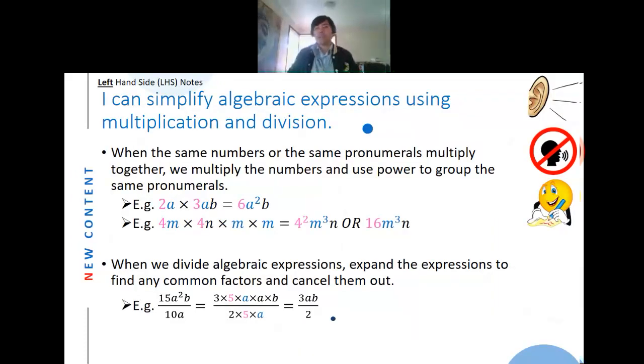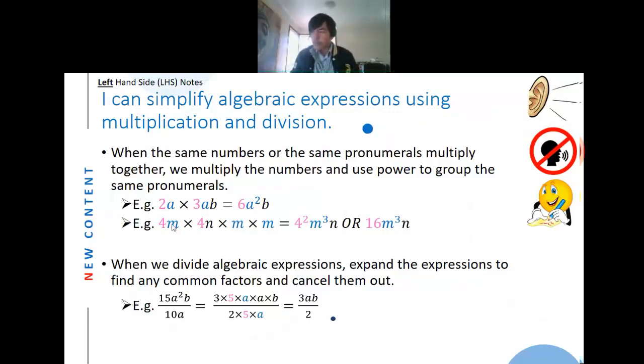So the notes that I would like you guys to write here is that, first of all, when we multiply algebraic expressions, and if you got the same numbers or the same pronumerals multiplied together, and remember pronumerals are the letters, then what you can do is multiply the numbers, and we use power to group the same pronumerals, or the same letters. So we've got two examples here. The first one we've got is 2a times 3ab.